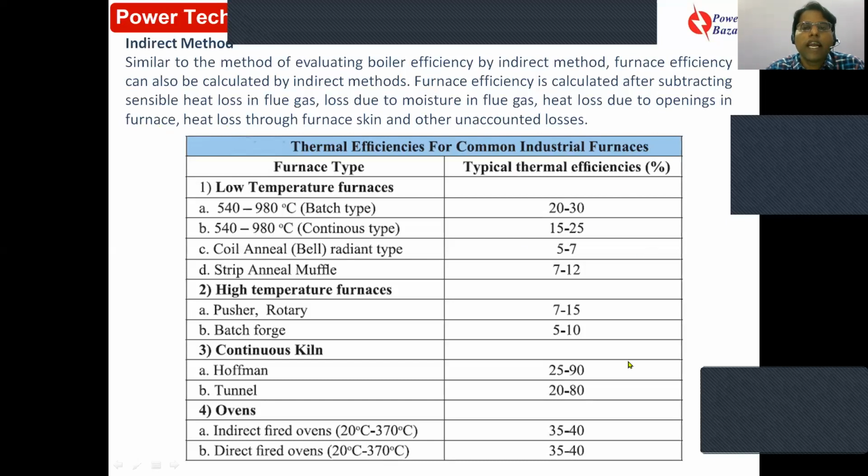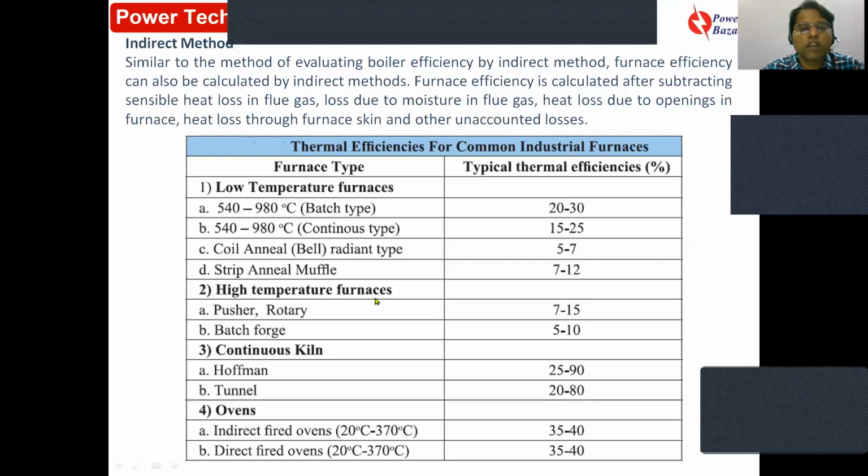Now, what is the typical range of furnace or thermal efficiency? There are various types of furnace. One is the low temperature furnace, in which you have batch type and continuous types. This is basically the temperature range at which this furnace operates, 540 to 980 degrees centigrade, at which the batch furnace operates. Similarly, coil annealing wall radiant type furnace, strip anneal muffle furnace. These are basically low temperature furnaces. Their efficiency is in the range of 20 to 30%, 15 to 25%. Particularly for coil anneal, it is 5 to 7%.